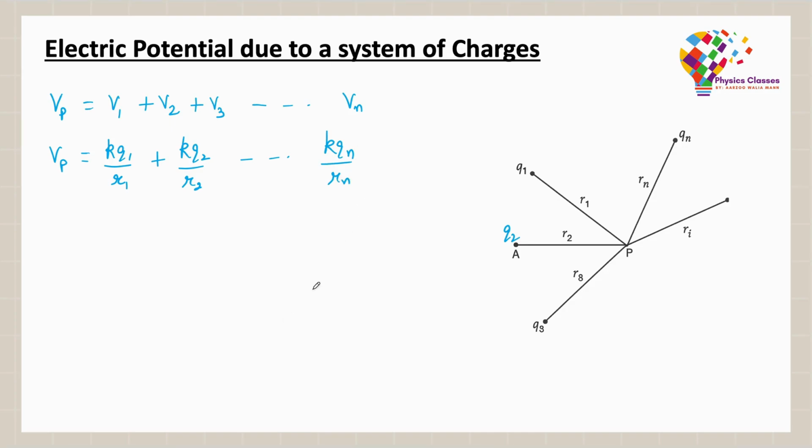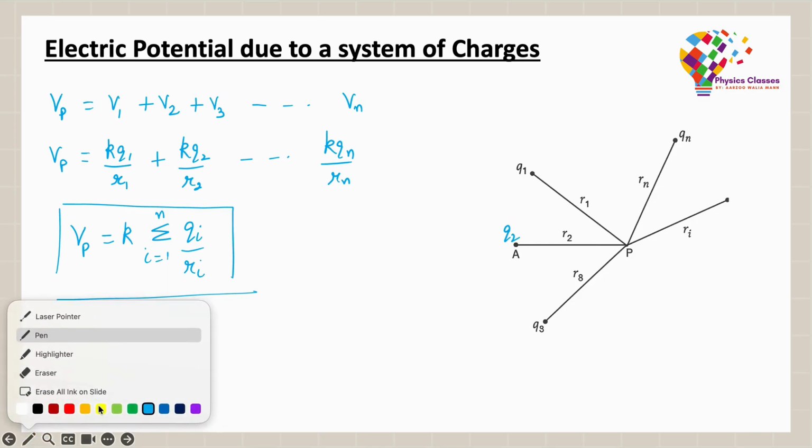If I want to write a general expression over here, then my general expression can be written as the electric potential at any point is equal to K times the summation of all the charges from 1 to n, going from Qi by Ri. So this is the expression for electric potential due to a system of charges.